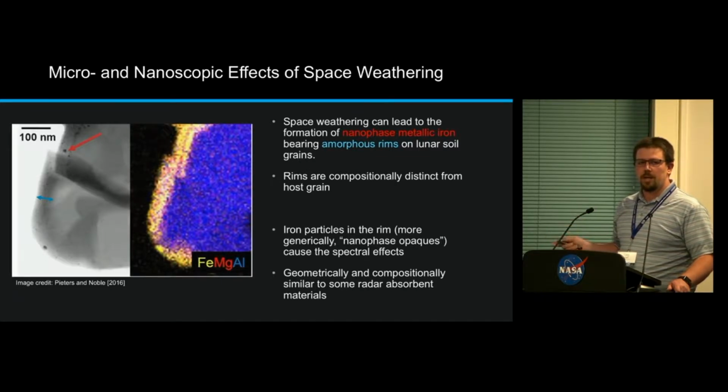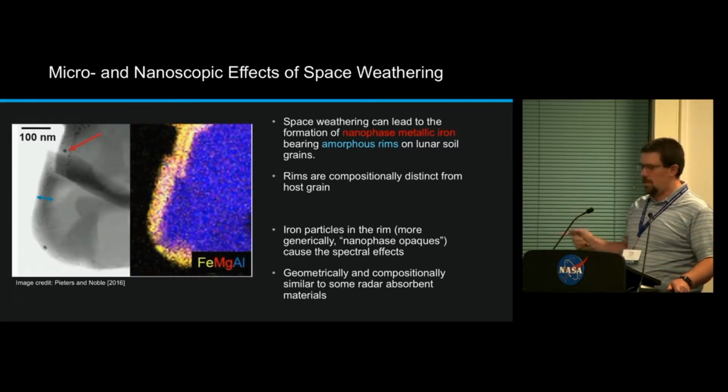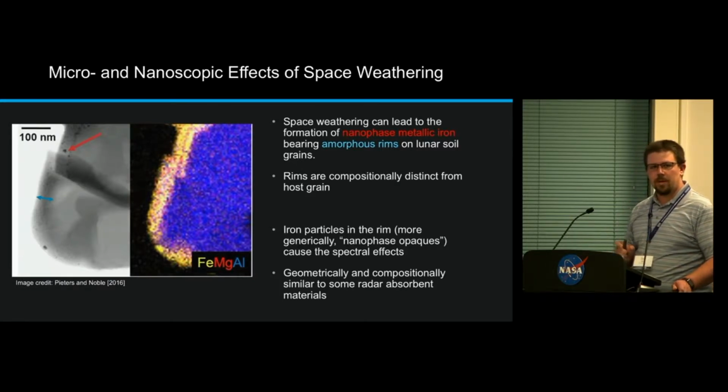It really shouldn't surprise us that it's hard to figure out what these things look like in remote sensing data, because they are geometrically and compositionally similar to materials used on stealth aircraft called iron ball paint. I asked a friend that's an engineer if I could have a sample of skin to play with to try to figure this out. He didn't seem to think that was a reasonable request.